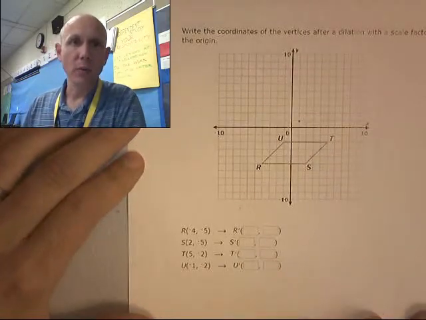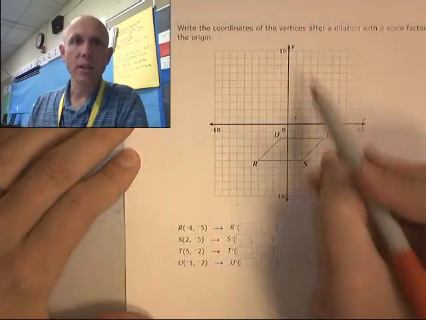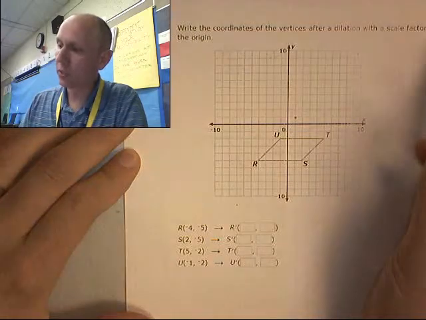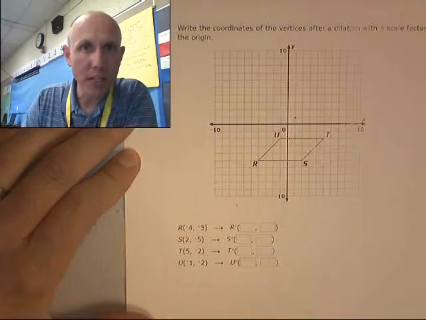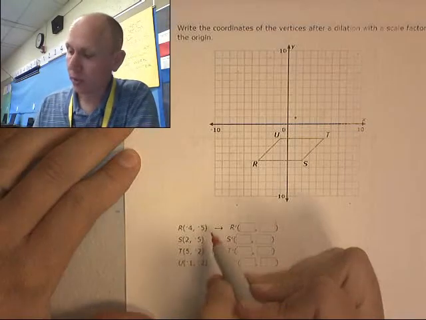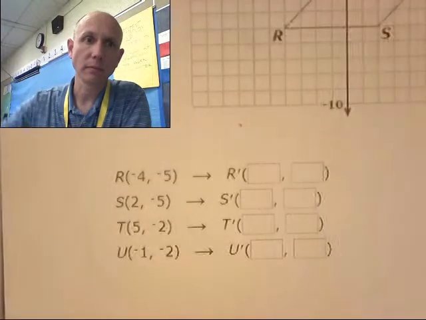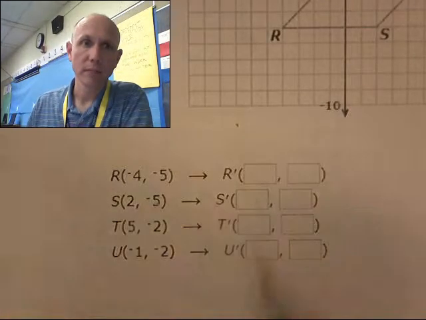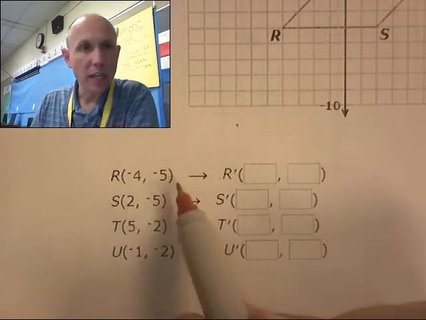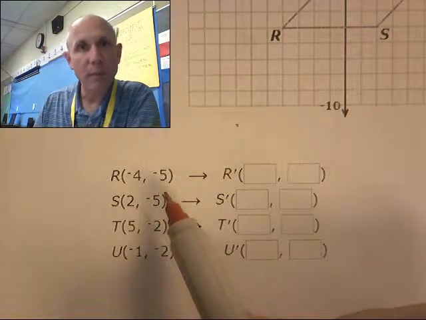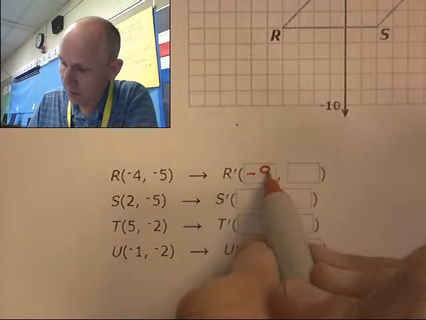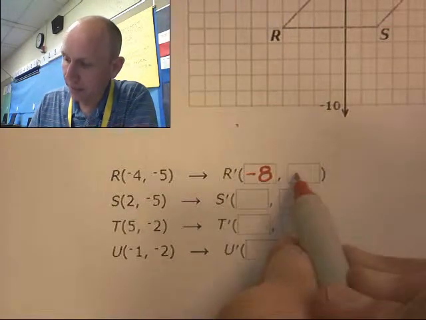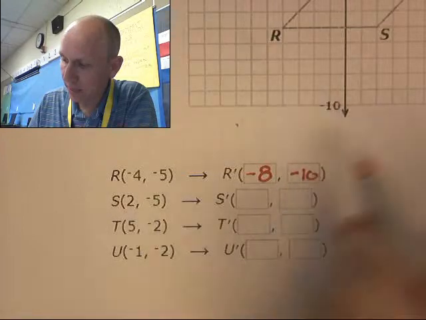This guy's actually really basic. Write the coordinates of the vertices after a dilation with a scale factor of 2 centered at the origin. All I'm doing is I'm taking each point and I'm multiplying it by 2. So I have this point right here. Zoom in on this guy. And each x and each y is going to get multiplied by a scale factor of 2. So negative 4 times 2, that's negative 8. Negative 5 times 2, that's negative 10.